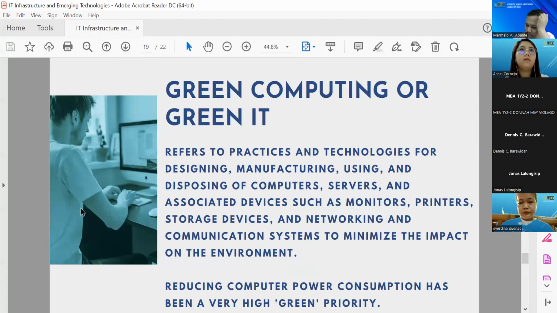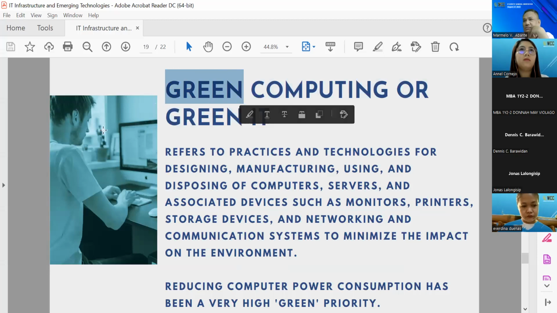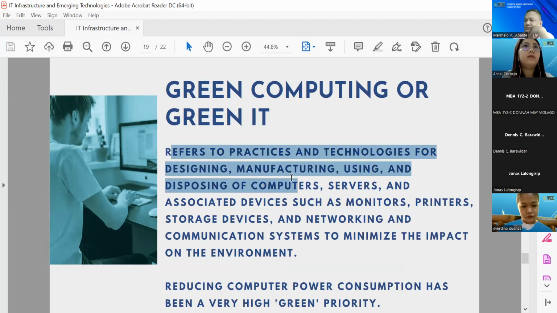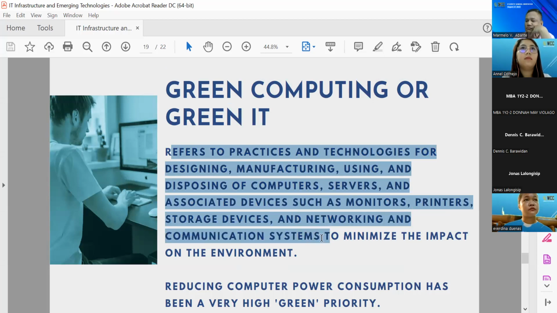Next hardware trend is yung green computing or green IT. When you say green, syempre, it mostly refers to the environment. So green computing or green IT refers to practices and technologies for designing, manufacturing, using, and disposing of computers, servers, and associated devices such as monitors, printers, storage devices, and networking and communication systems to minimize the impact on the environment.